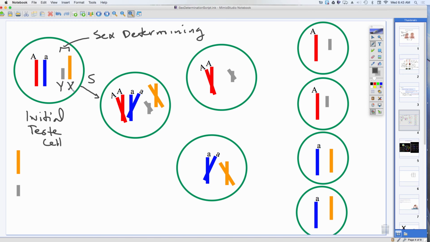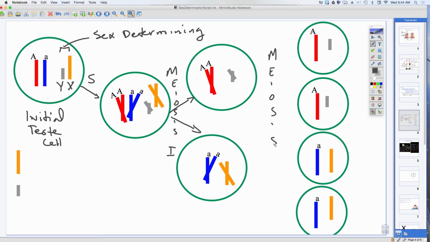Where this little guy is the Y, and this big orange one is the X. And we're now going to undergo what we call meiosis 1. What meiosis 1 does is it separates the chromosome pairs, the homologous pairs of chromosomes. And I put alleles on the other chromosomes, the red and blue ones, so that you can see what's going on if we were tracking a trait as well.